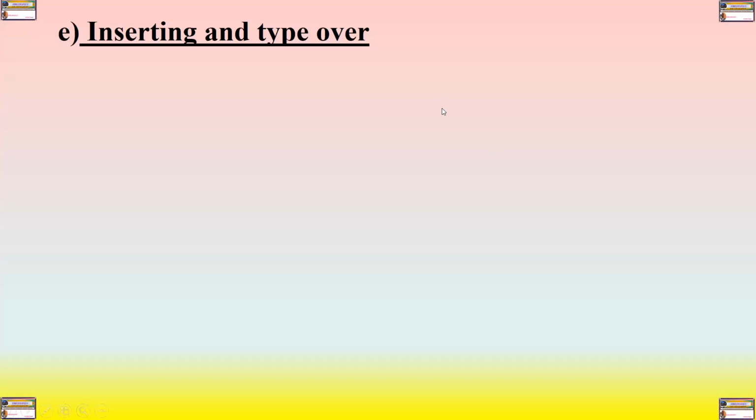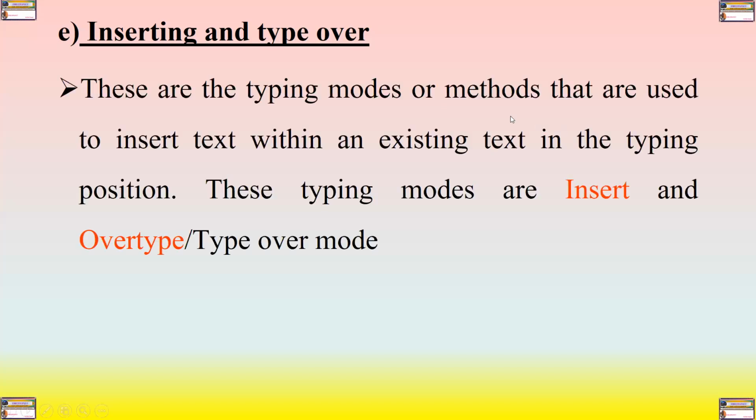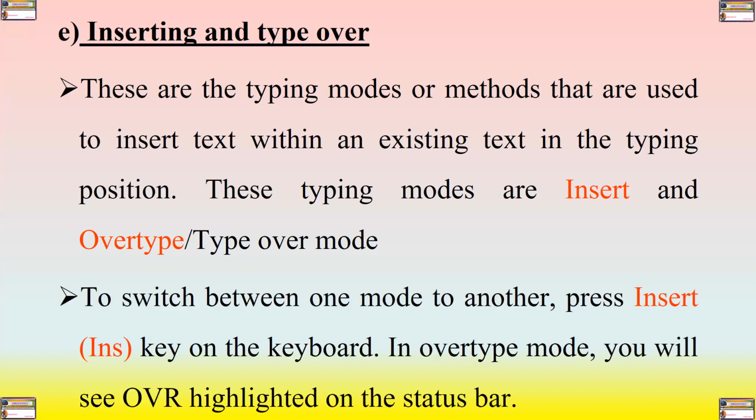We can also insert text where it is missing, or we type over. That is, we replace text that is already in our document with something else. So inserting and type over are typing modes or methods that are used to insert text within an existing text in the typing position. These typing modes are insert and overtype or type over mode.